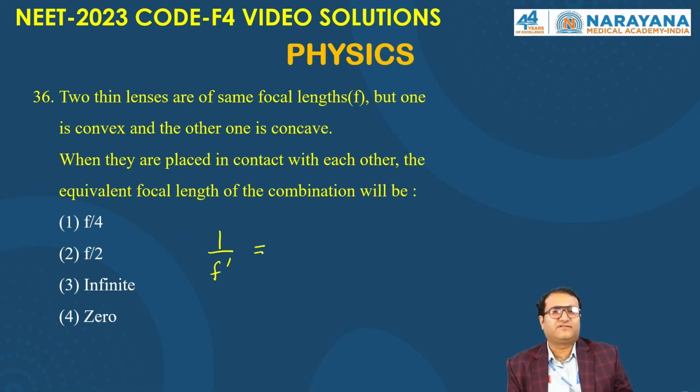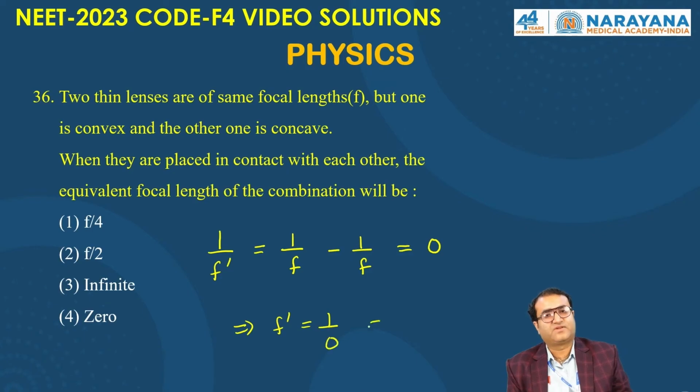A convex lens in air has a positive focal length, and a concave lens has to be negative. So 1 by f minus 1 by f is 0. From this we get f dash equal to 1 by 0, which is infinity. Third option.